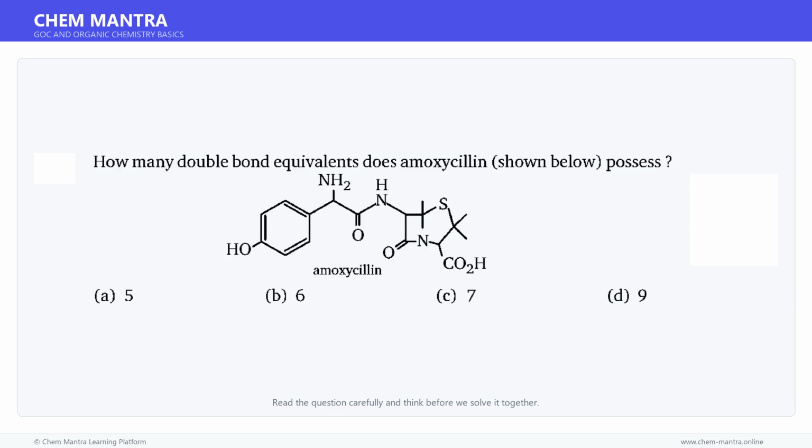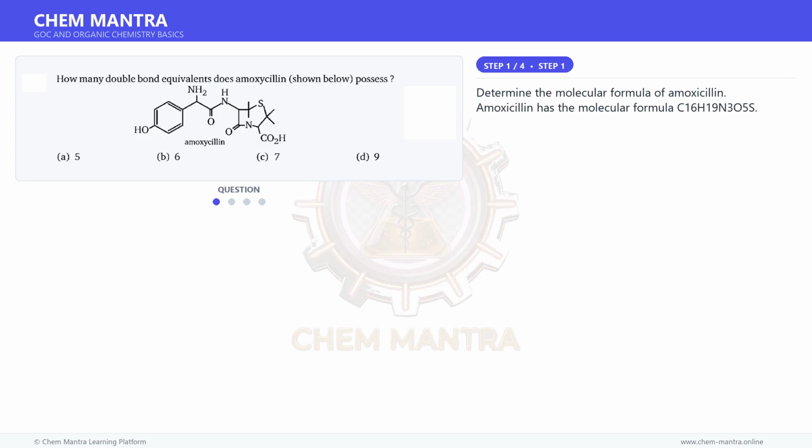Here is a question. Read it carefully and think about the answer. Let us solve it step by step. Let us begin solving this step by step. Determine the molecular formula of amoxicillin. Amoxicillin has the molecular formula C16H19N3O5. Moving on to the next step.